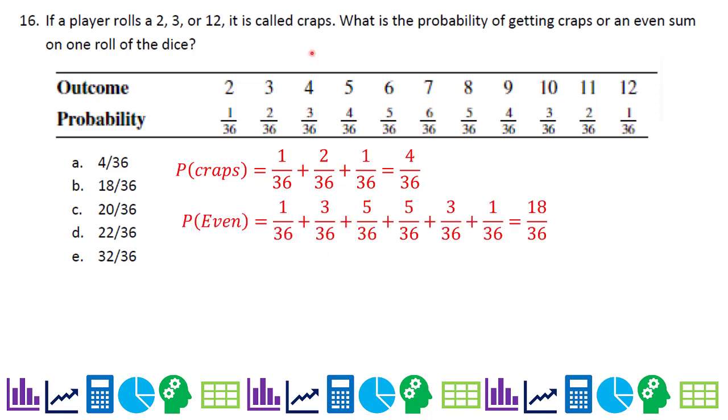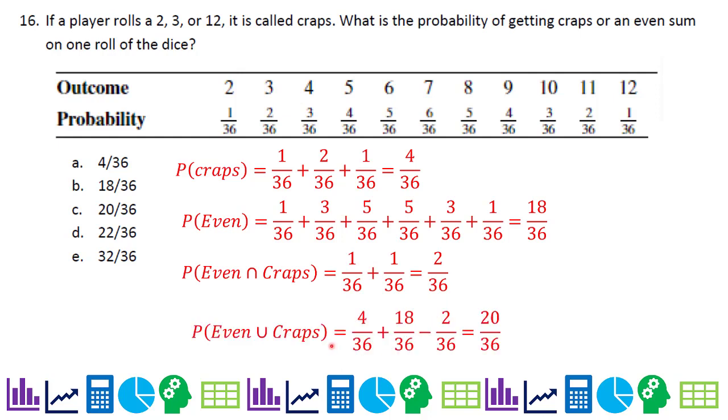Probability of an even would be a 2, a 4, a 6, 8, 10, and 12. So you can see here we add these all up and we get 18 out of 36. Now you might be tempted to add these too, but wait a second. Craps has a 2 and a 12 in it. So what's the probability we get both of these at the same time? Well, that's for the 2 or the 12. We add it up, we get 2 out of 36. So the probability of even or craps is 4 out of 36 plus 18 out of 36, subtract the overlap, which is 20 out of 36.